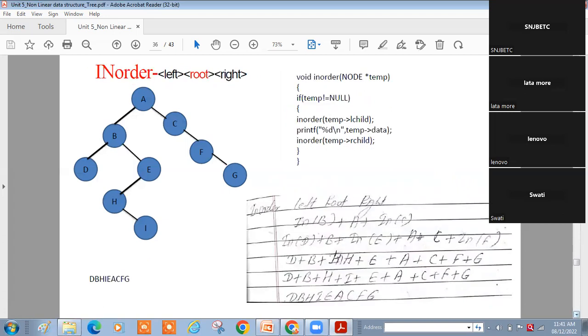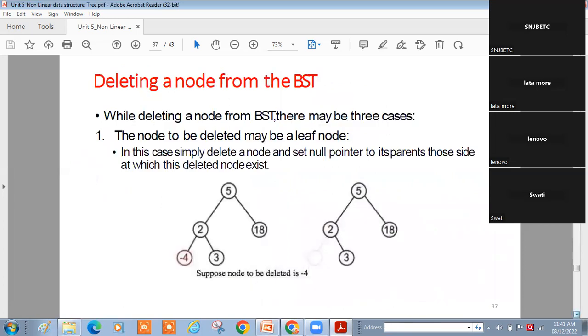So in order, what I am doing? For in order I am saying that data comes in the middle. First is the left child, then the right child, and then data comes. This is the representation of in order and post order. The last point is deleting a node.